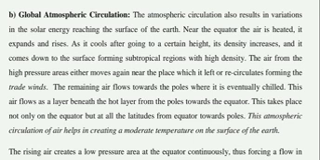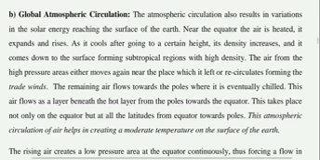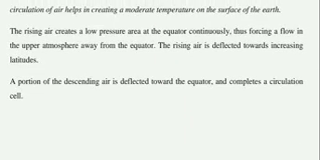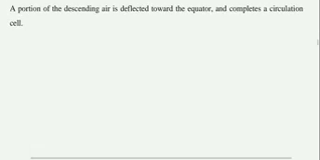This air flows as a layer beneath the hot layer from the poles towards the equator. This takes place not only on the equator but at all the latitudes from equator towards poles. This atmospheric circulation of air helps in creating a moderate temperature on the surface of Earth. So, the rising air creates a low pressure area at the equator continuously, thus forcing a flow in the upper atmosphere away from the equator. The rising air is deflected towards increasing latitudes. A portion of the descending air is deflected towards the equator and completes a circulation cell.